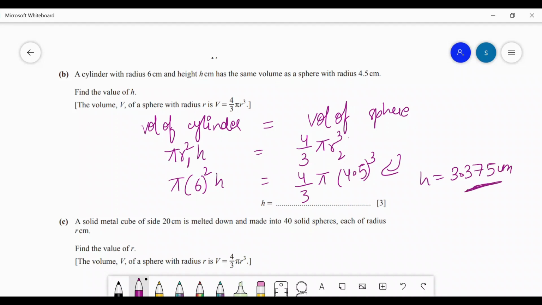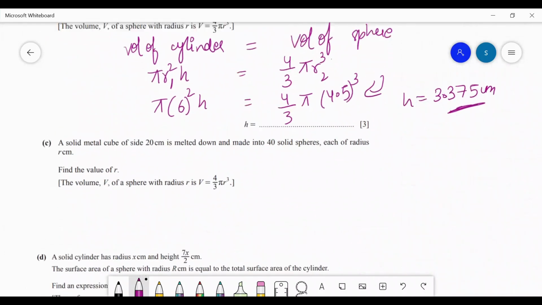So that's the height of the cylinder. It's a pretty straightforward question. It's almost a no-brainer. So yeah.